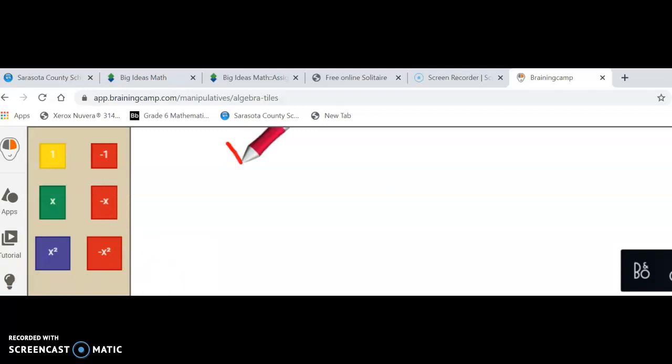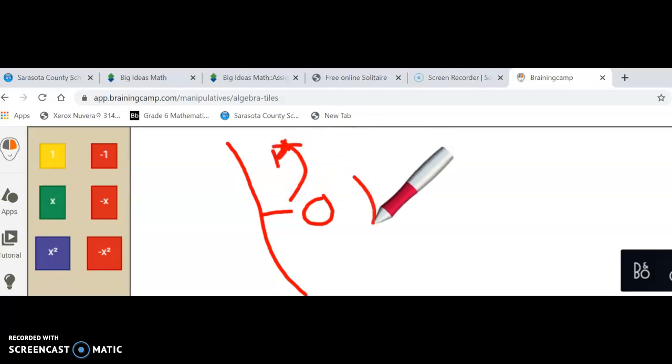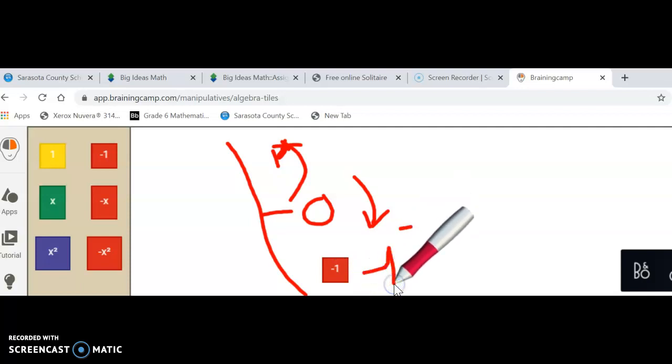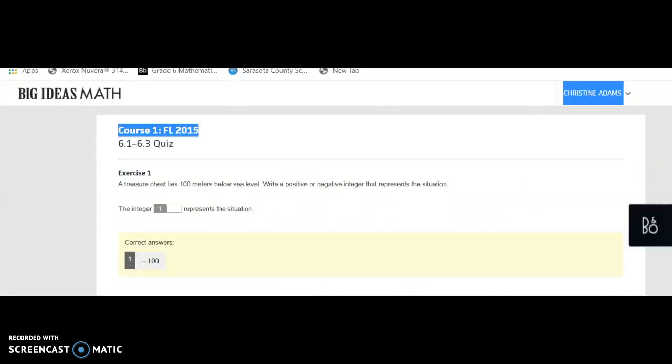Remember, if we think of our little drawing, remember we used to draw this little drawing, and there would be a 0, and then anything above that would be in the plus signs. Anything below that would be negative. So if we have something that's below sea level, -1 would be right here. Well, if it's 100, it would be negative 100. Ta-da! So it doesn't get any easier than that.